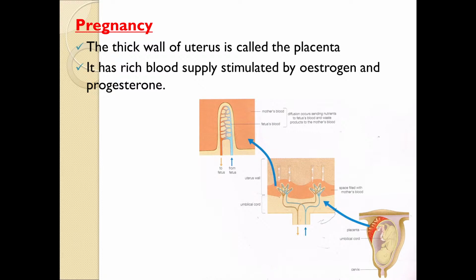So as for the pregnancy, they are saying that the thick wall of the uterus is called the placenta, right? So there's a part that is called the placenta. Looking at the diagram, the one down the bottom where you have the baby upside down, the red section that you're seeing there is what is known as the placenta. And as you can see, they are saying that it has a rich blood supply that is stimulated by these two hormones, oestrogen and progesterone.